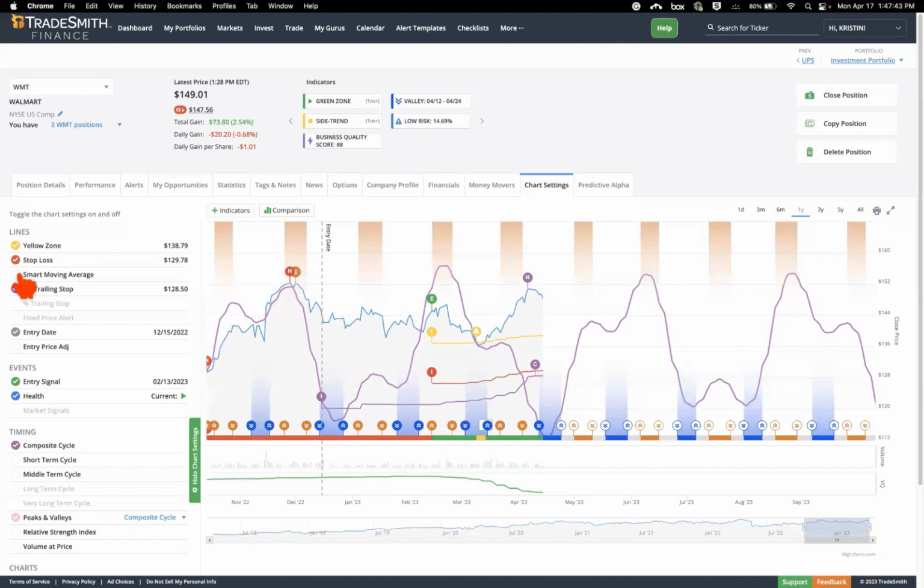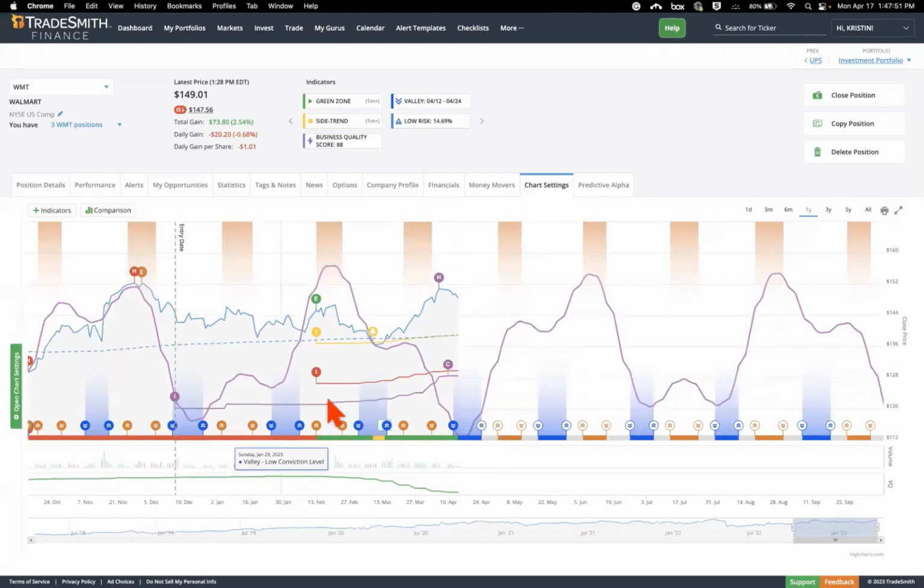And then when you turn it on, you should see this dashed line. I'm going to close my chart settings. All right, so this right here, the smart moving average corresponds with this dotted line. And you can see on the chart, it's flat. So that's why it's in a side trend. Again, side trend. It's not trending up. It's not trending down. It's considered neutral. It's just flat, basically. So even though it's in the green zone, it's not trending up or trending down, okay?